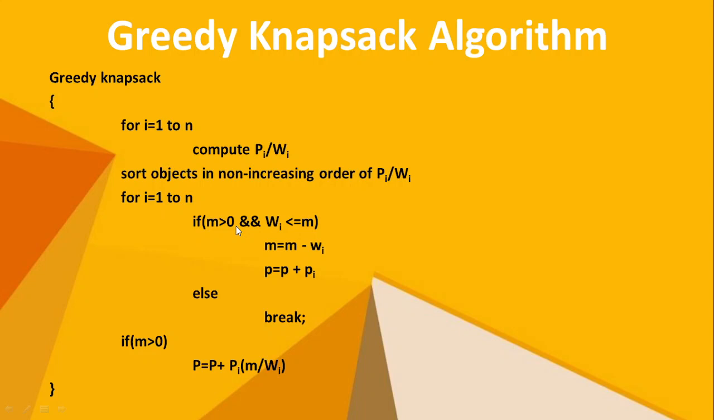If this is true, then we will decrease the capacity of the knapsack and add this profit to the total profit value. If this is false, then we will break out of the loop and check if the knapsack still has some capacity left. Then we will include the partial weight of the object which is available. Now let us see its program.